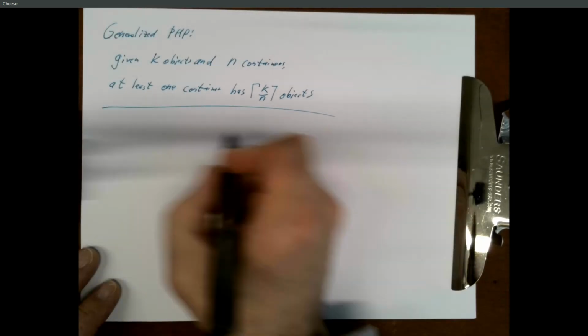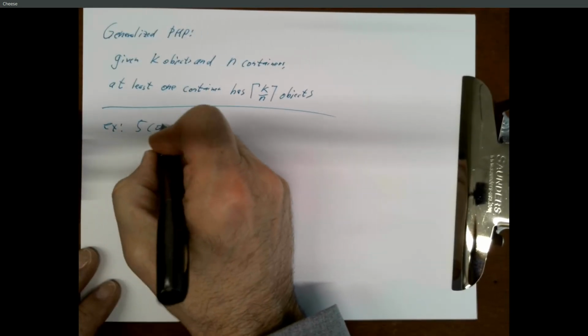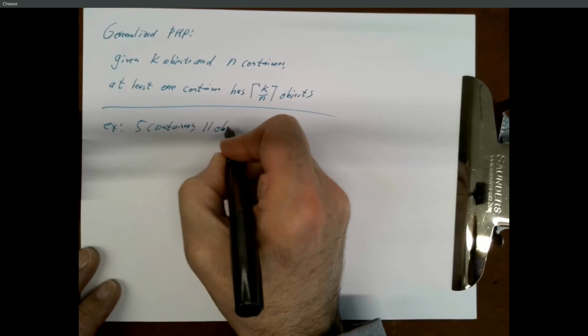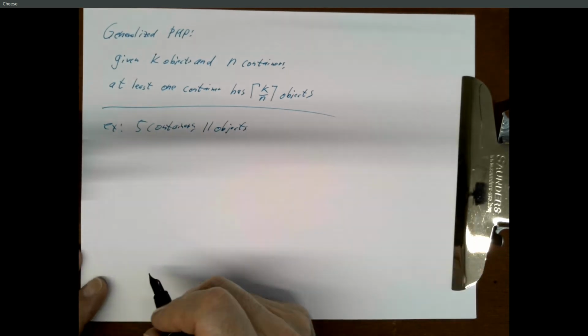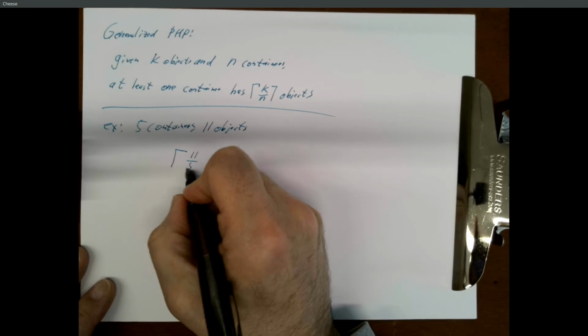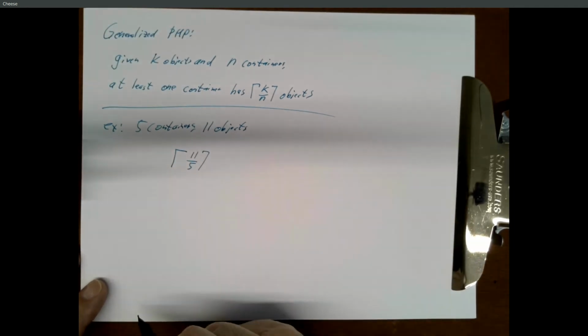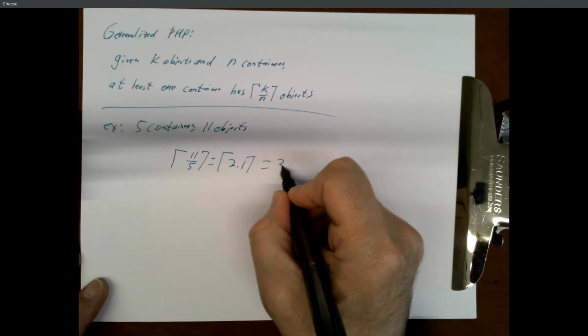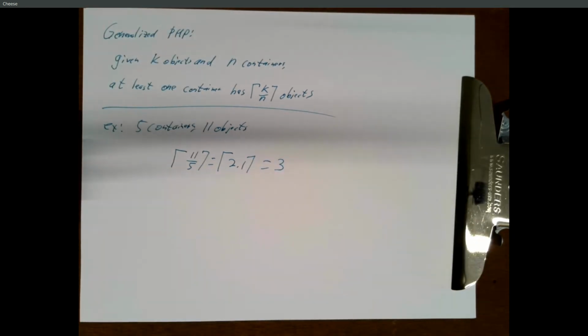So for example, 5 containers and 11 objects. Generalized pigeonhole principle says at least one container has ceiling 11 over 5 objects. Well, 11 over 5 is 2.1, and the ceiling of 2.1 is 3. So 5 containers, 11 objects, at least one container has at least 3 objects in it.